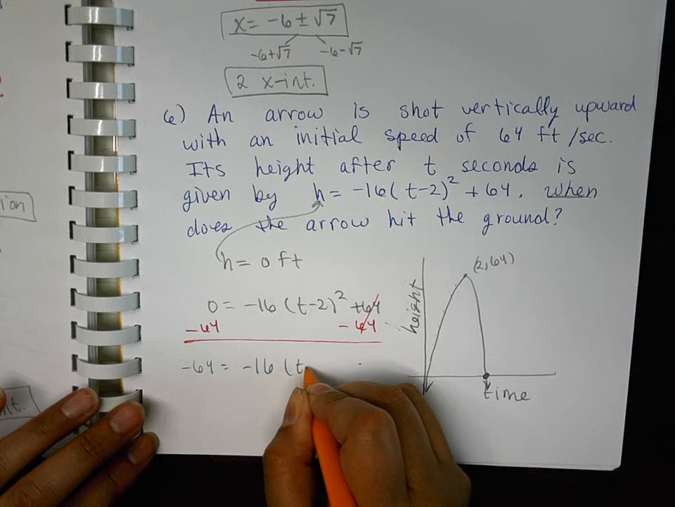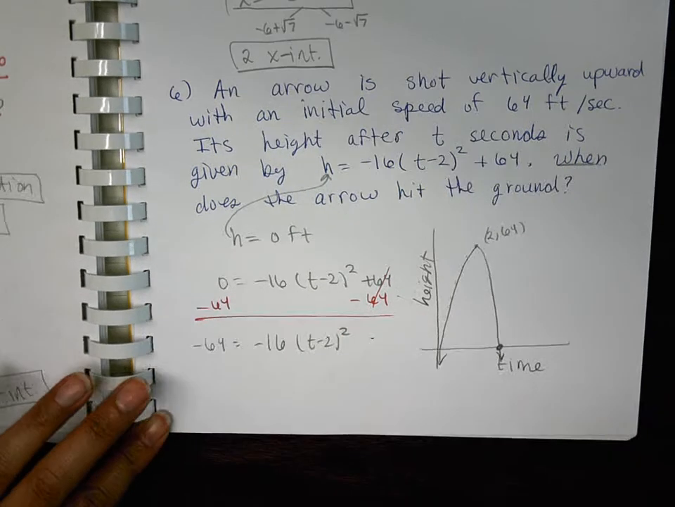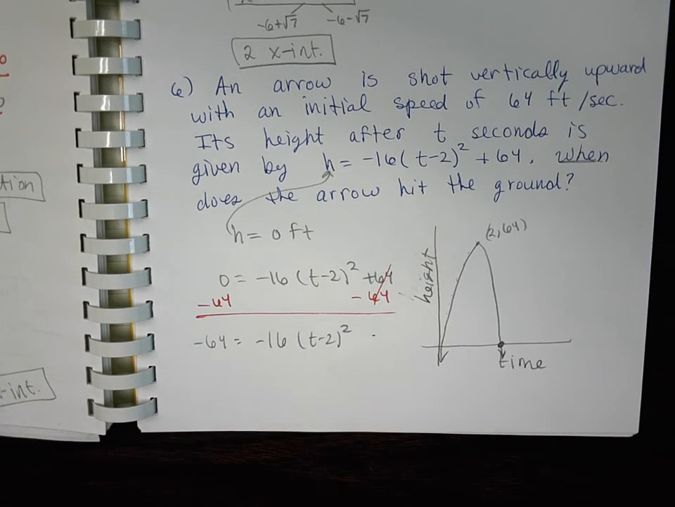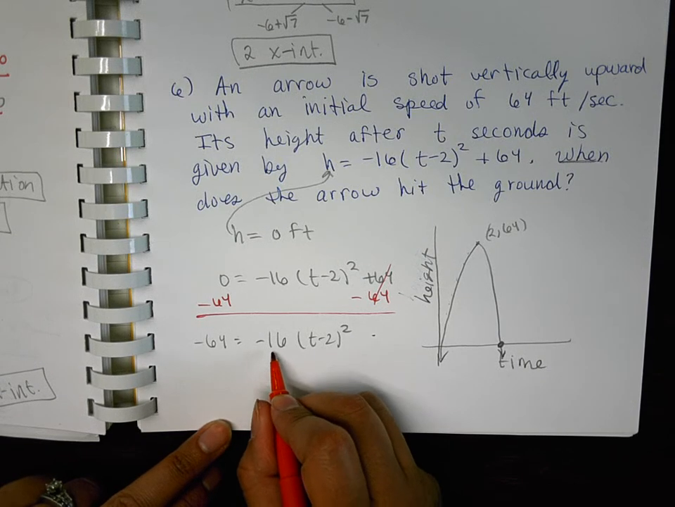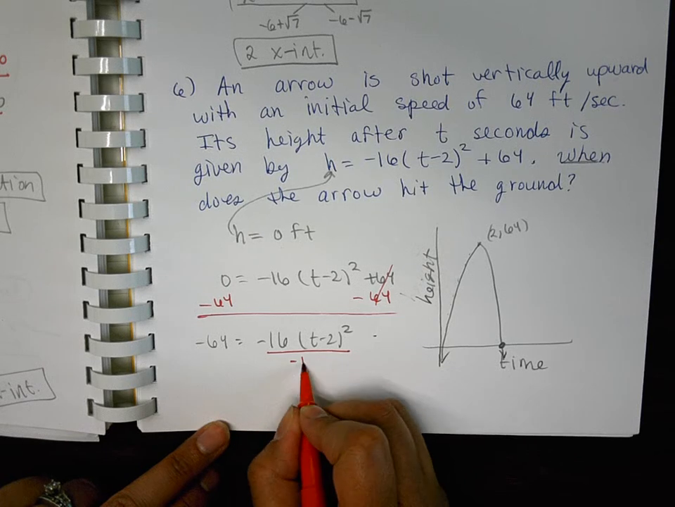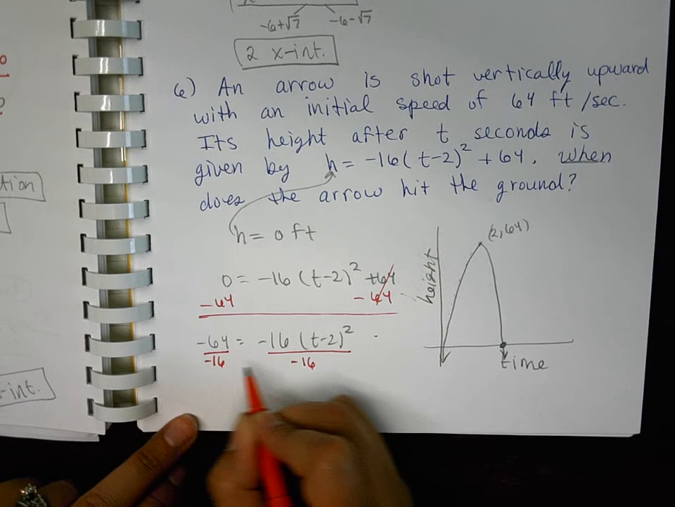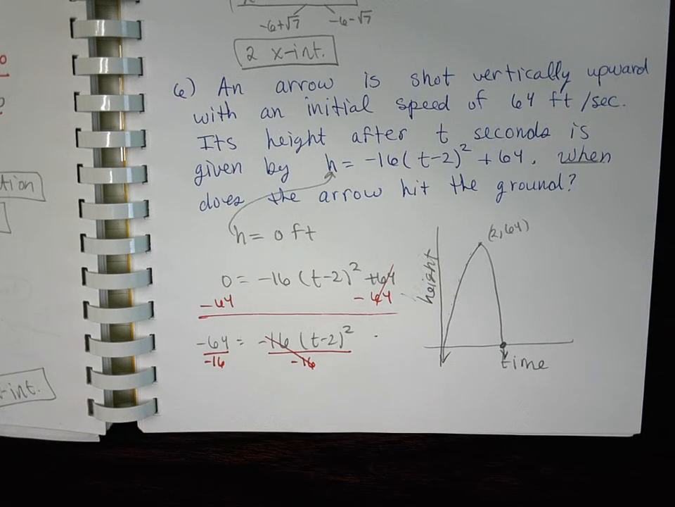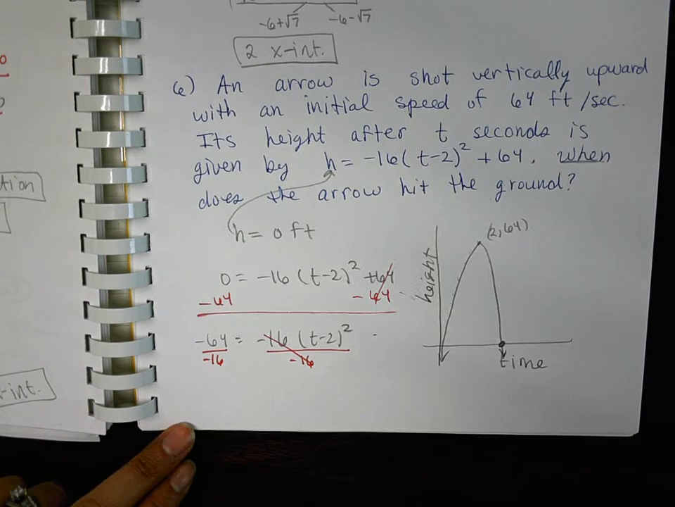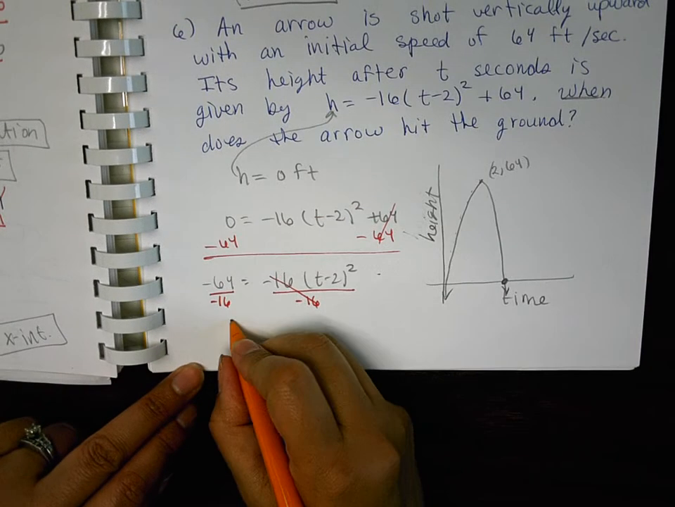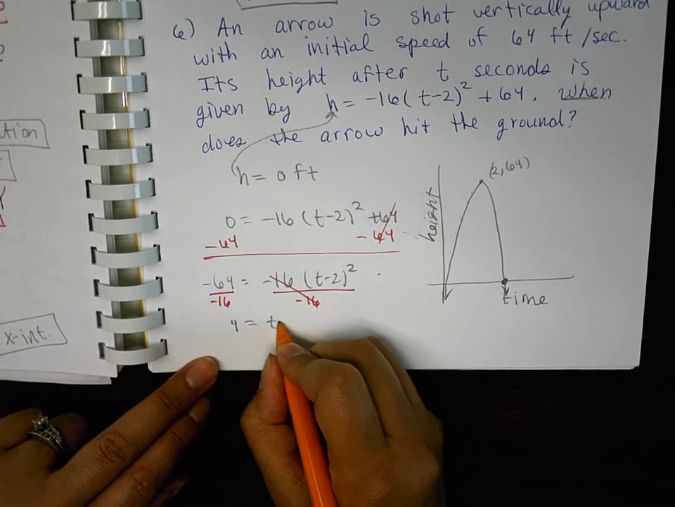I cannot square root yet. What do I have to do first? Divide by negative 16. That's good because what's going to happen with those two negatives? Cancels out. Does anybody know what 64 divided by 16 is? 4. Good job. 4 equals (t minus 2) squared.